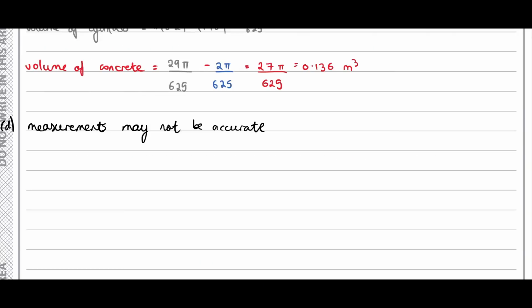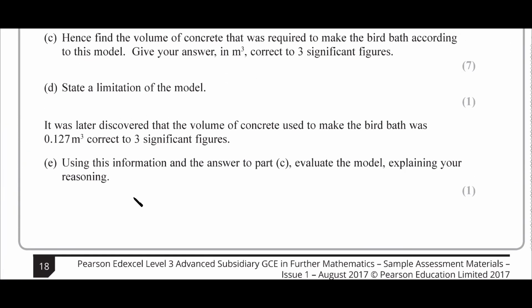And finally, for part E, it was later discovered that the volume of concrete used to make the bird bath was 0.127 meters cubed, correct to 3 significant figures. And using this information and the answer to part C, we have to evaluate the model explaining your reasoning. We have the following reason.